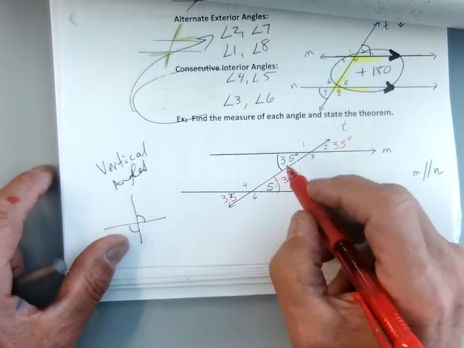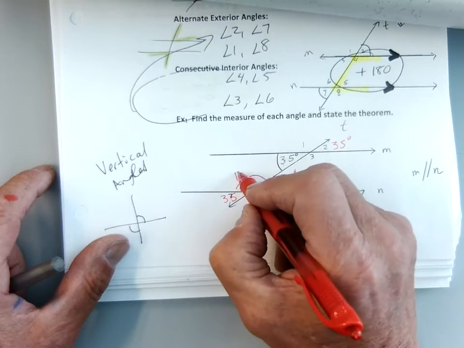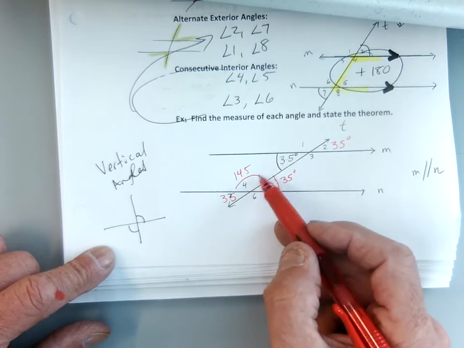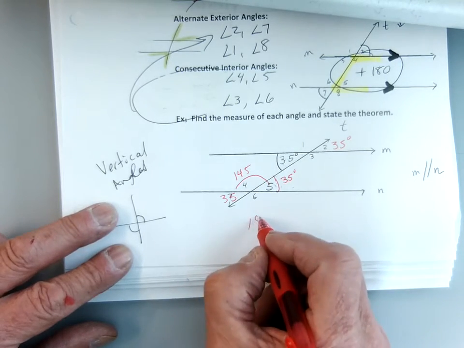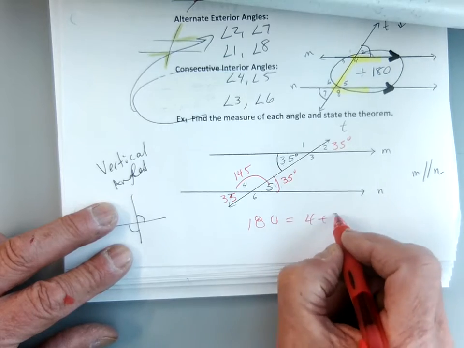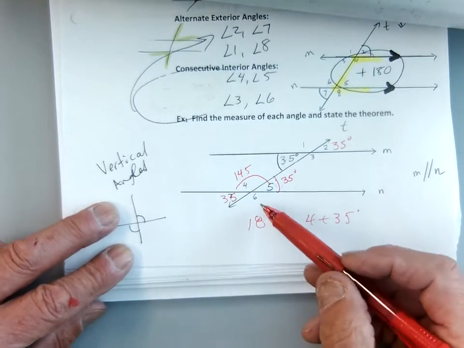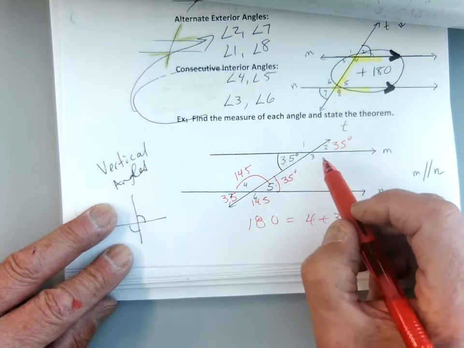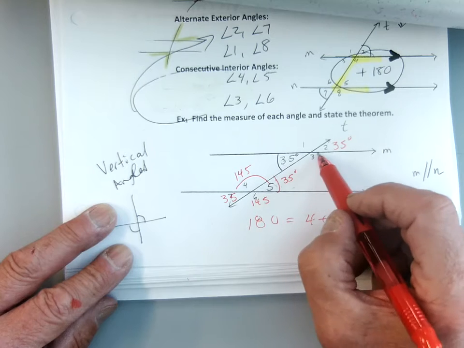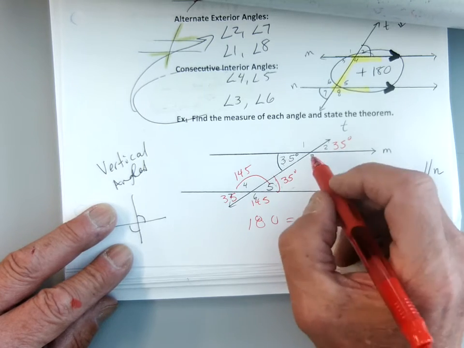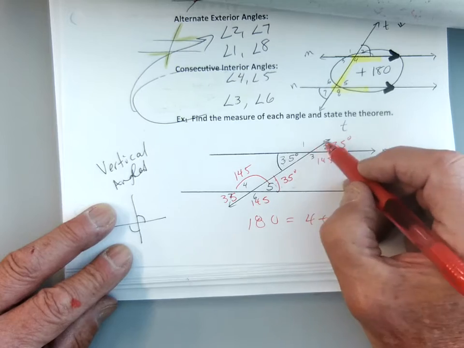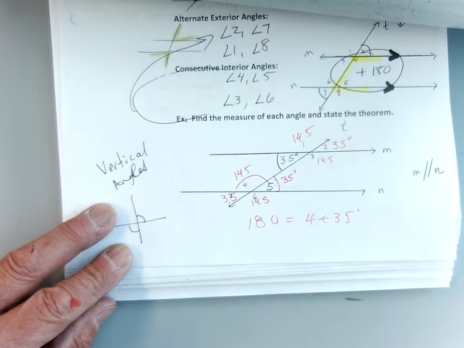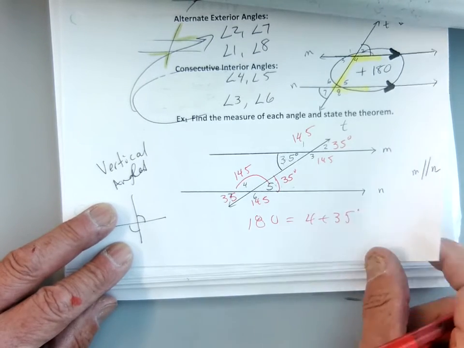So Maisie says angle 4 is what? 145, because she knew that these two had to add up to 180. We knew that 180 had to equal angle 4 plus the 35. Then, what's angle 6? 145, because they're vertical angles. What's angle 3? 145. What's angle 1? 35. Thumbs up. Does it seem easy? Yes. It should be easy.